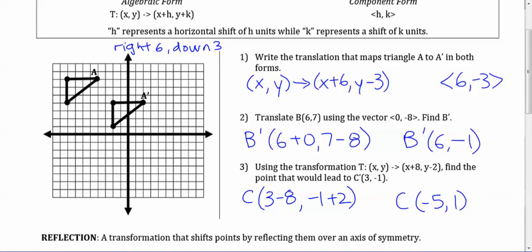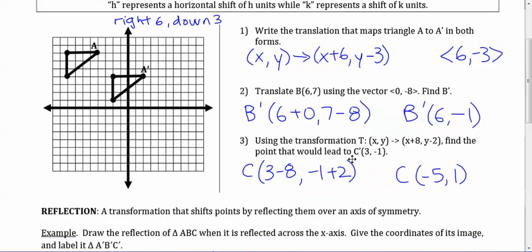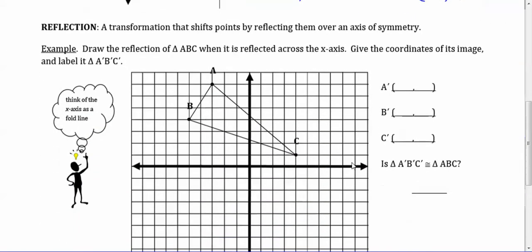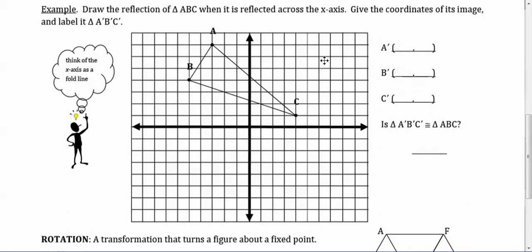All right, our next one is reflections. For this example, it says draw the reflection of triangle ABC when it's reflected across the x-axis. First of all, this right here is my x-axis, and you can kind of think of it as a fold line. So when it's done, all parts of that triangle should be on this side, in the negative part of that. This is easier to do if you just do one point at a time.